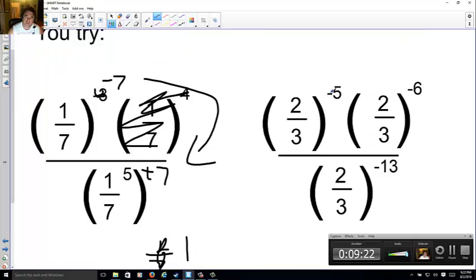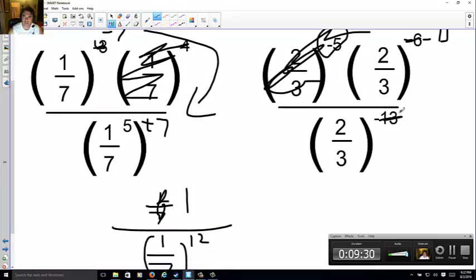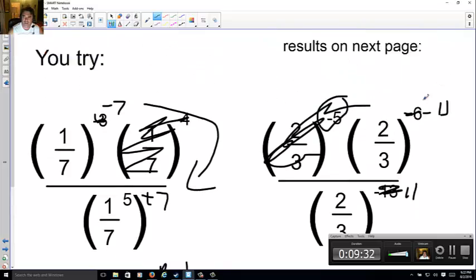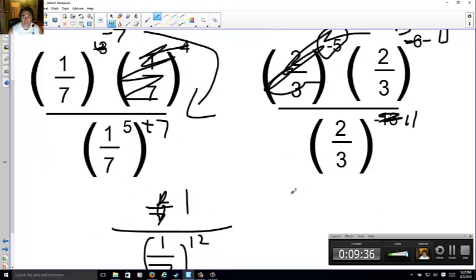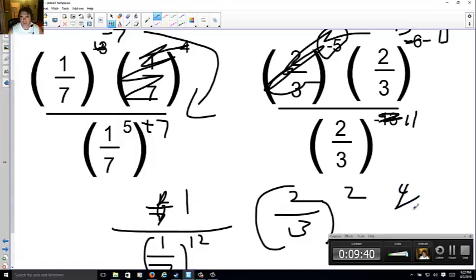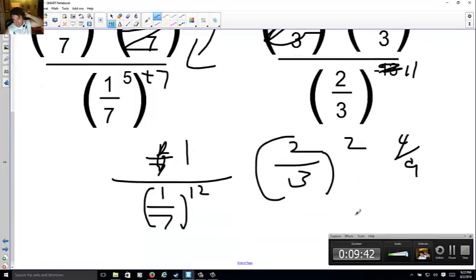And 2/3 to the negative 5, 2/3 to the negative 6, combine these two to make negative 11. They switch sides. This becomes positive 11. This becomes positive 13. 13 versus 11, top wins by 2. So 2/3 squared, or you could just put 4/9. This is a little harder.